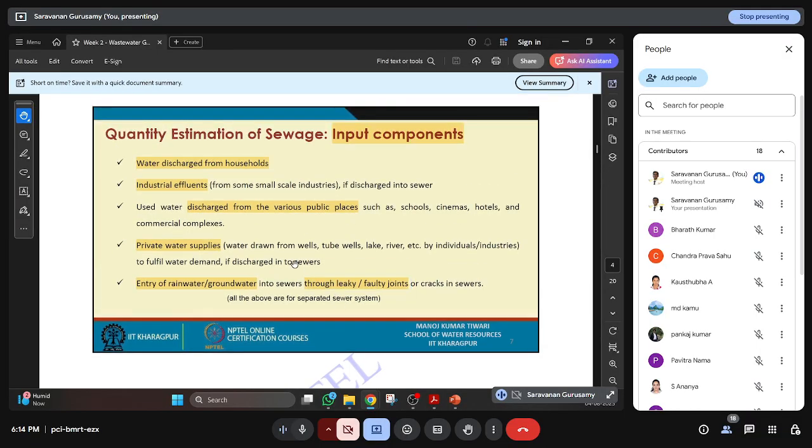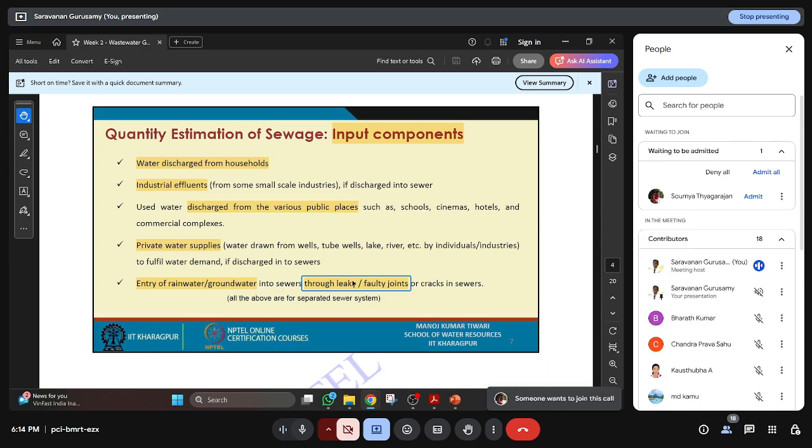So what are the components we need to consider before estimating the quantity of the sewage? First, what is the water that is discharged from the households? What is the industrial effluent? What is the discharge from the public places? From the private water supplies, because some people may rely on private water supplies also, and the entry of rainwater or groundwater through the leaks. So that is another major component we have to consider.